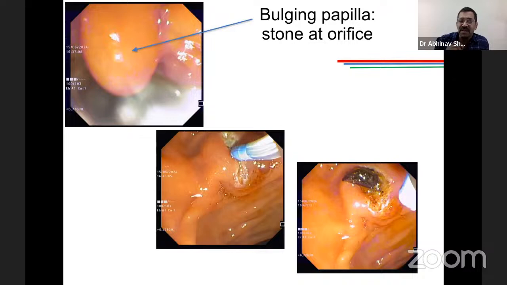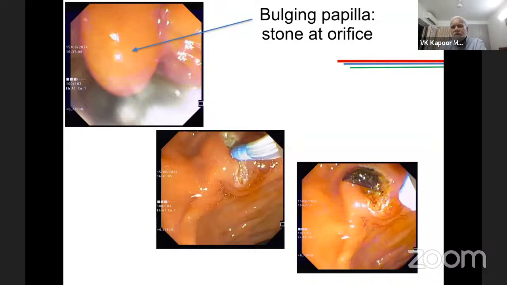This is situation one. The second situation which Dr. Rajan is referring to is stone impacted not at the papilla, but in the lower CBD, just within 1 to 2 centimeters of the papilla, forming a small diverticulum there. That is a very difficult situation even for endoscopists, because balloon and basket slip out. In lower CBD, we need some space for the cholangioscope to insert. So that is a very difficult situation.